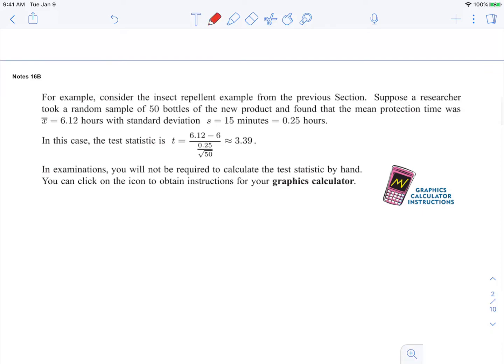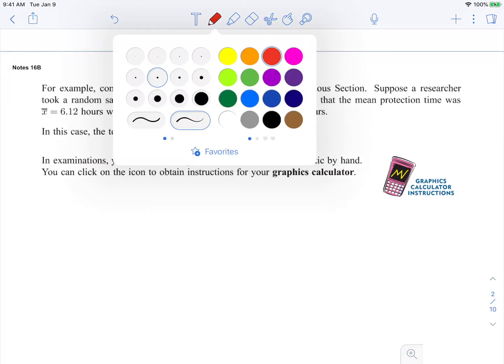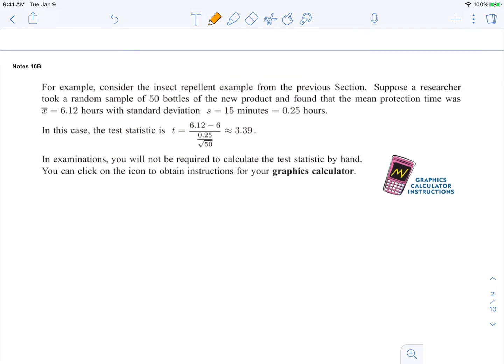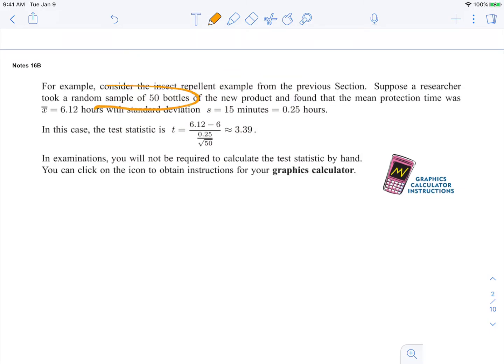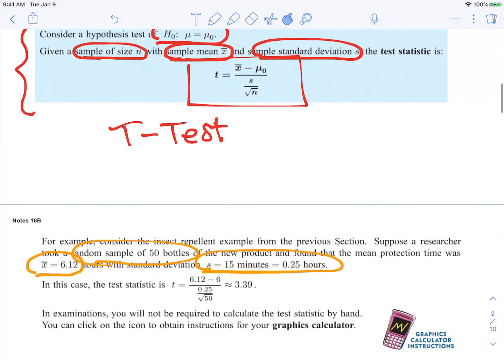So we're going to go ahead and look at this example. Consider the insect repellent example from our previous lesson 16A. Suppose a researcher took a sample of 50 bottles of insect repellent of the new product and found that the mean protection time was 6.12 with the standard deviation of 15 minutes, or 0.25.